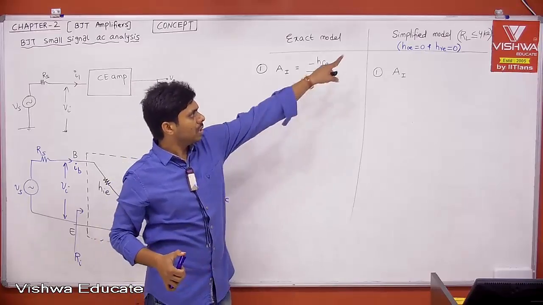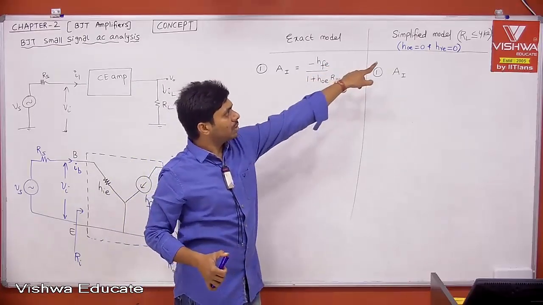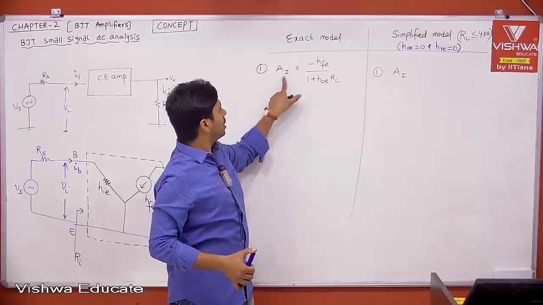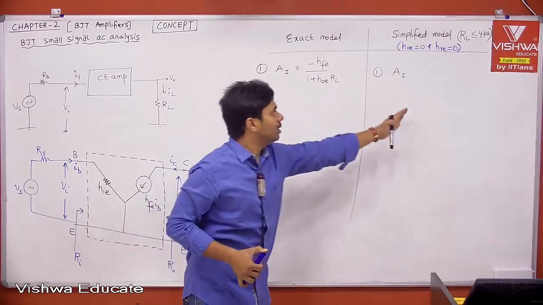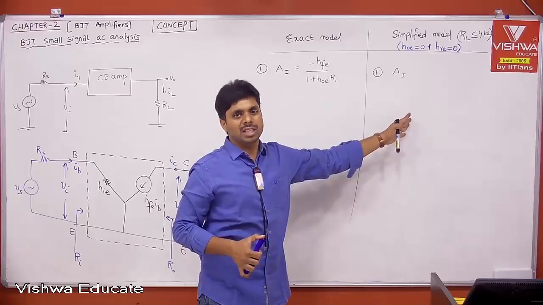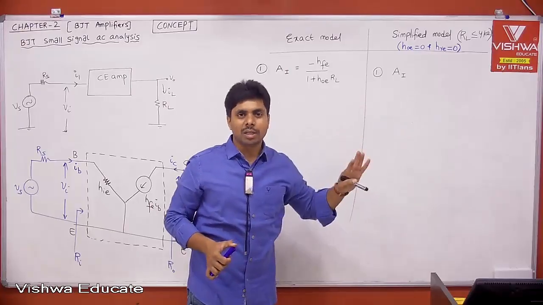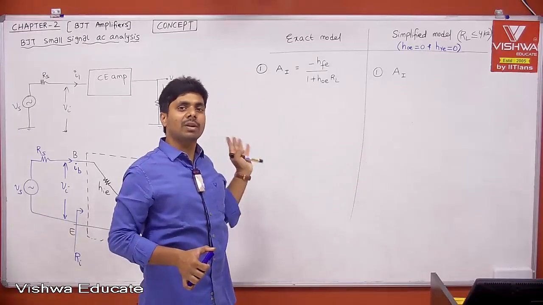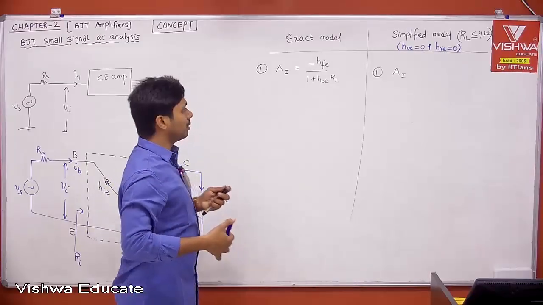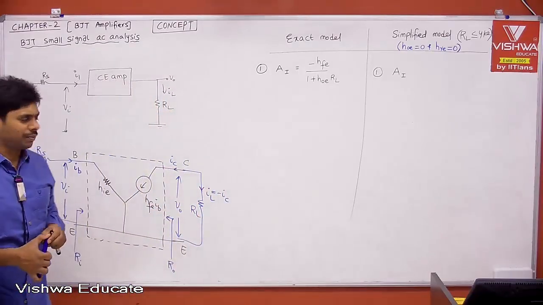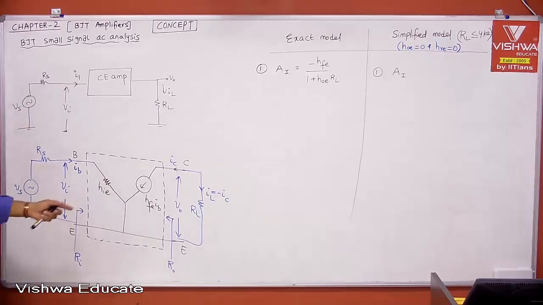Tell me, if HOE is 0, because when I say simplified model, HOE is equal to 0. When HOE is 0, AI is minus HFE. Very simple, right? I can directly give you the simplified model AC parameters, but I don't want to. I want to explain always from the circuit, that will give you some internal understanding of the circuit also. Okay. Now coming back to the circuit where we use the simplified model.